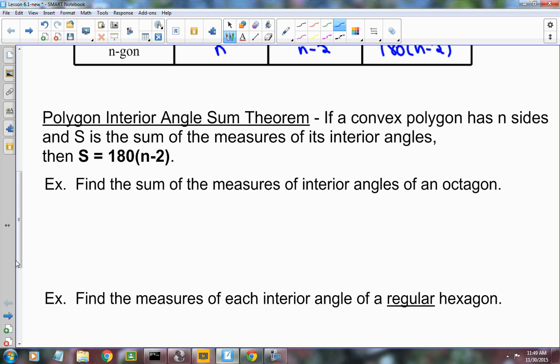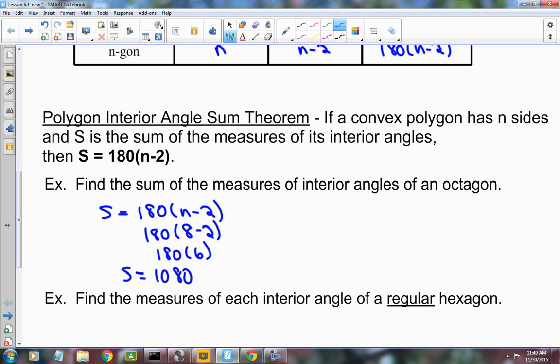So here's one. We'll do it together. This is a little bit smaller numbers. Find the sum of the measures of the interior angles of an octagon. Again, my formula is S equals 180 times n minus 2. How many sides does an octagon have? 8. Okay, so 180 times 8 minus 2 is 180 times 6. And so I end up with 1,080 degrees. So that's the sum of all the interior angles added together of an octagon.